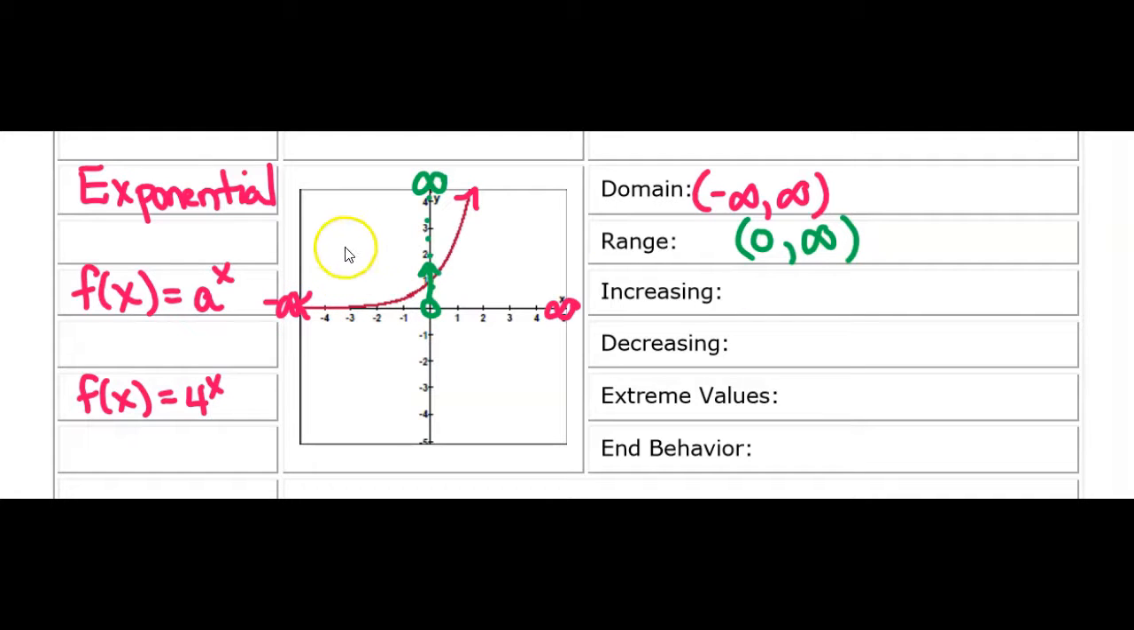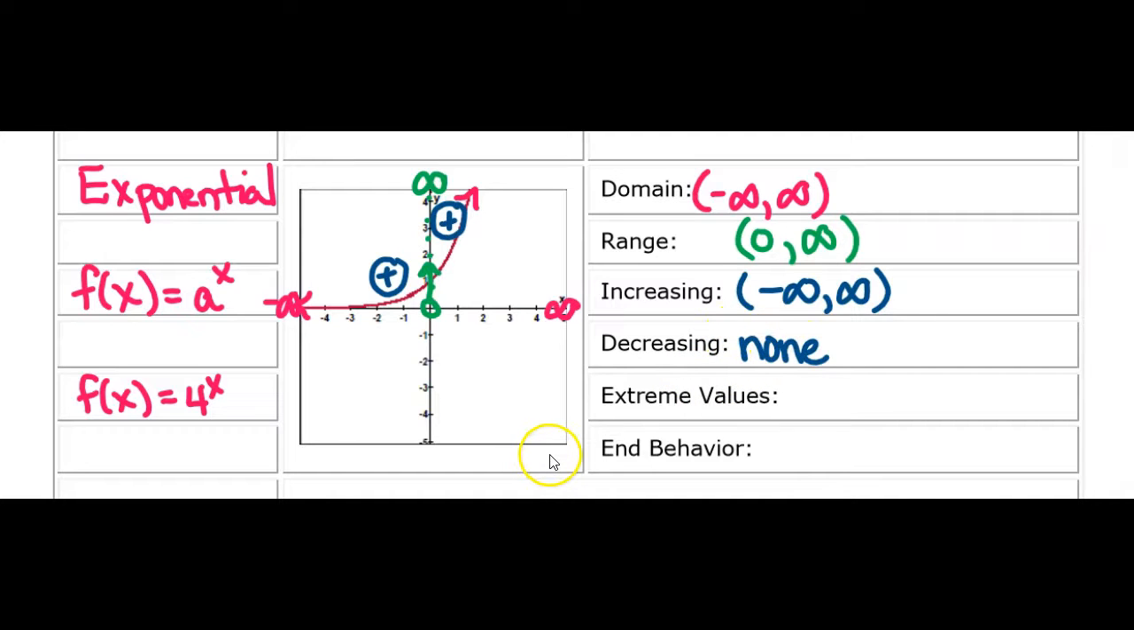Okay, so let's read our graph for where it's increasing and decreasing. So if we start on the left and go to the right, we can see the y values just keep increasing and increasing. It's increasing the entire way on the graph. So from negative infinity to positive infinity, we have strictly increasing behavior across the graph. So decreasing, we would say none.